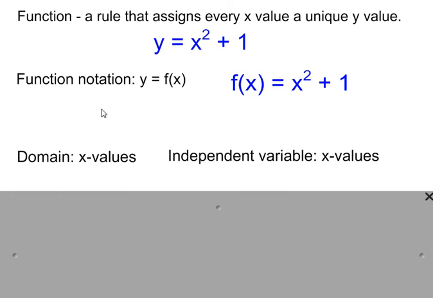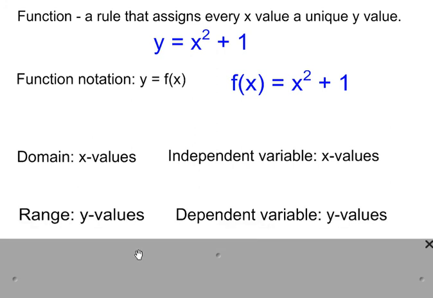The next concept, which is a challenging concept for many people, is that concept of domain. Domain is all the x values. Another way the book describes it is independent variable. Again, that's x values. When you look at a graph, x values, I start at the left and work my way to the right, and I'm talking about all the possible x values in a function.